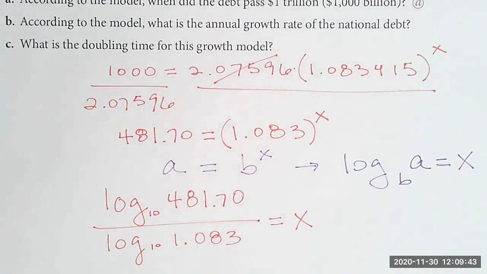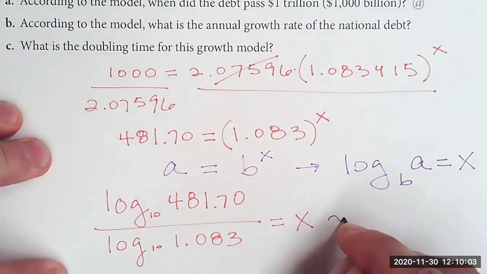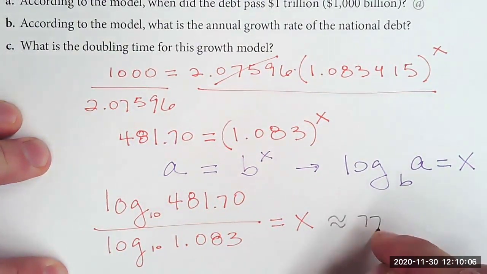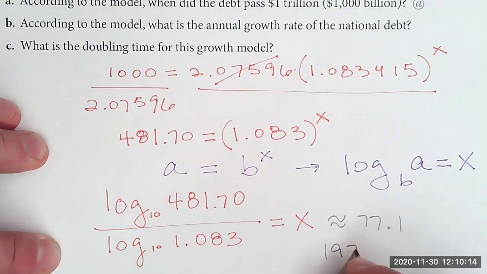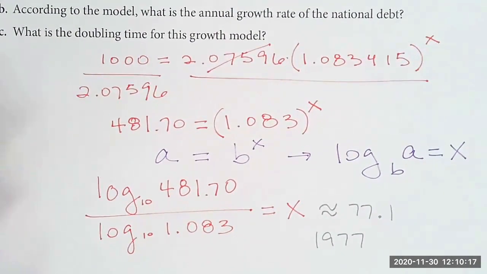Now remember, X is the number of years since 1900. So it's asking you what year approximately did this model show us that the debt had passed $1 trillion. Well, if I type this into my calculator, I get approximately 77.1. So if X is the number of years since 1900, then somewhere in 1977 is when the national debt passed $1 trillion.